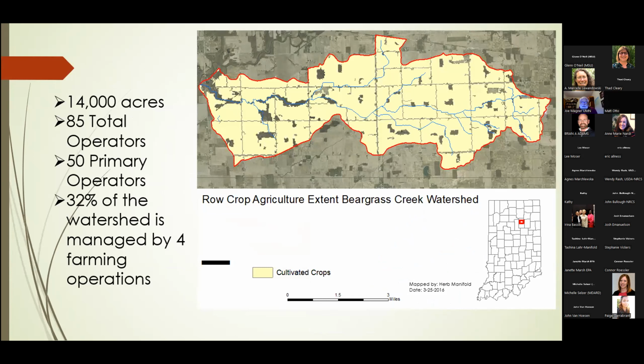I think what was interesting with the Beargrass Creek watershed is that there were 4 fairly large operators who were on board with really trying to make good changes to limit the amount of nutrients coming off the landscape. And that's really the primary reason why we chose the Beargrass Creek watershed, because we could see that there was some pretty good local buy-in by the owner operators, who were willing to make some changes.